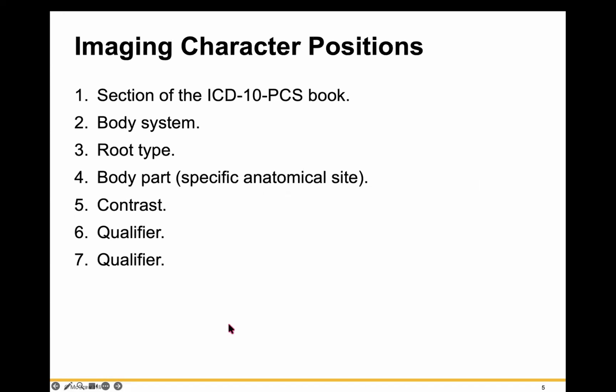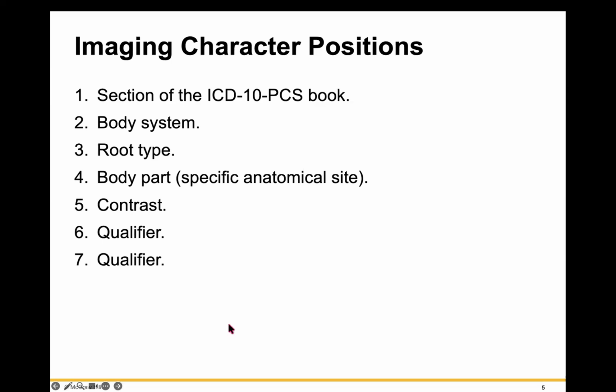So let's jump into the imaging character position. There are 7 character positions you need to pay attention to. So the first part, of course, is what section of the PCS book are we working in? Which part of the body system is being imaged? Is it the abdominal? Is it an extremity? Is it your brain? What is it?